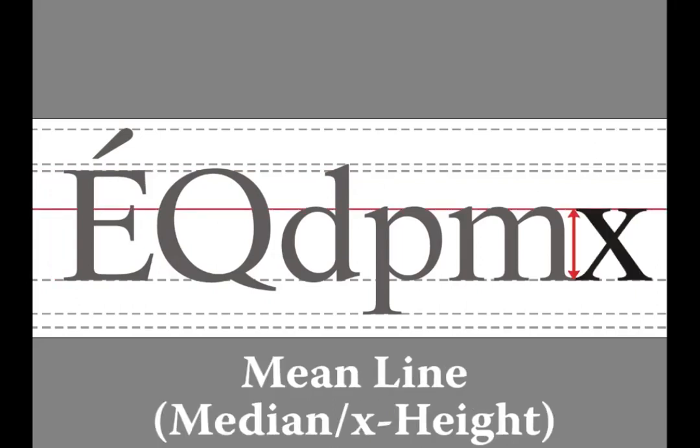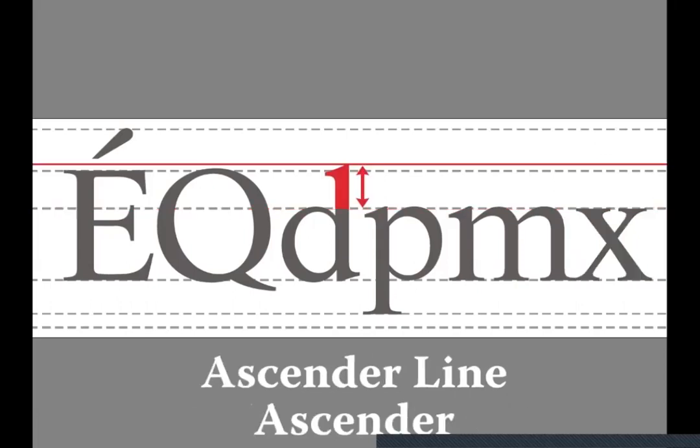Mean line, or median, or X height. This refers to the visual weight of the lowercase letters as judged by the lowercase x. So it's a line you could draw across the top of the lowercase x, and the baseline goes across the bottom of the lowercase x. So that space in there is the X height. The curved part of a lowercase letter goes slightly above the X height, or the median line, and slightly below the baseline. The ascender line: anything that goes up from the X height is an ascender.